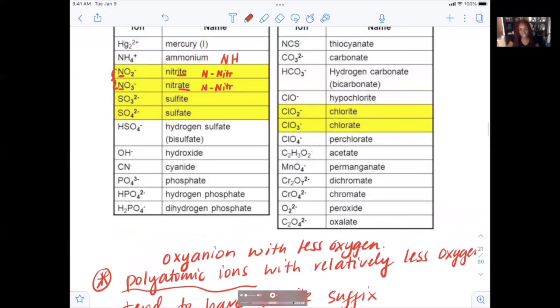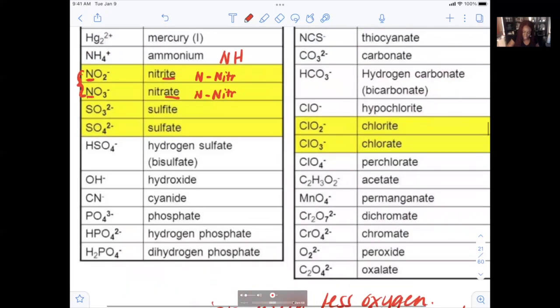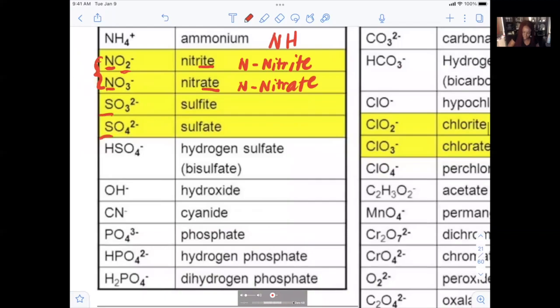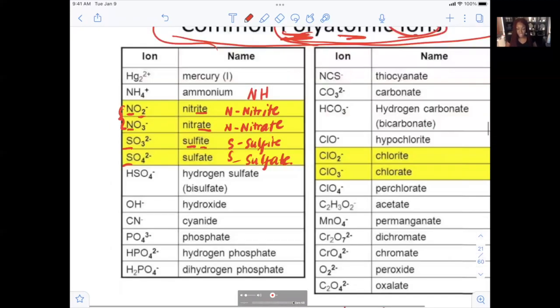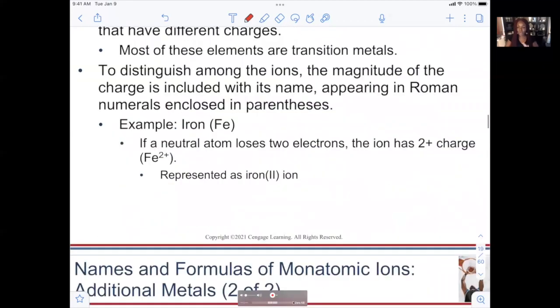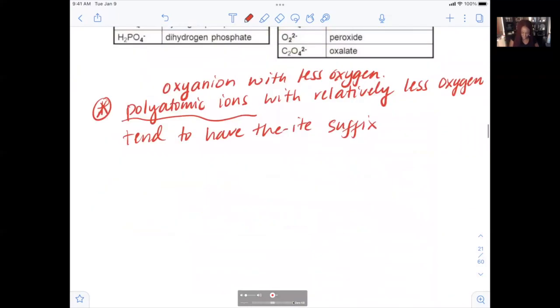So just to notice that, let's go ahead and go through. Here, because this has less oxygen, the name ends with ITE: nitrite. This one here is going to be nitrate. Here, remember sulf, in honor of sulfur, and then ite, less oxygen. It isn't saying two oxygen, it's just saying less oxygen. So we have sulfite, and then sulfate. If you're wondering, wait a minute, I've forgotten what's going on, let me give you a quick overview that will probably help you.